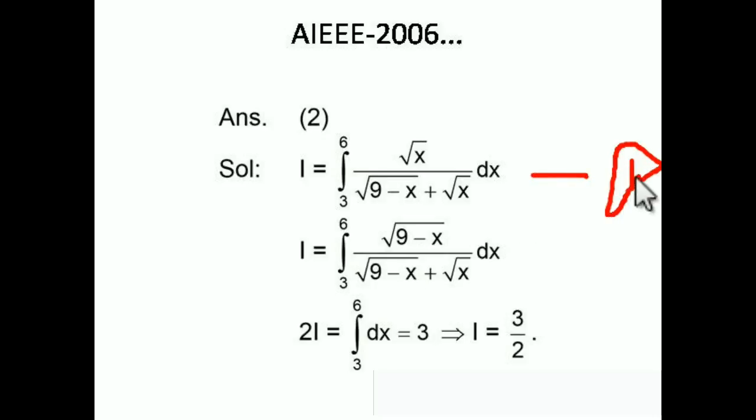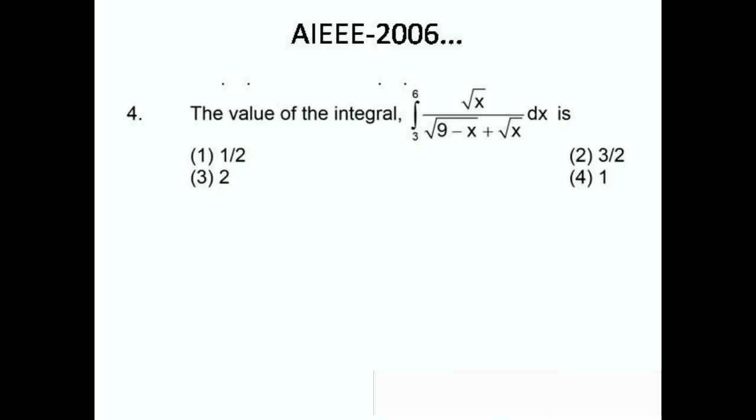This is equation number 1, and this is my equation number 2. Now adding 1 and 2, I + I is 2I, equal to integration from 3 to 6 of (√(9 − x) + √x) upon (√(9 − x) + √x). That means both cancel out, and we are left with 1 dx. That's x with limits, 6 − 3, so it's 3. So I is equal to 3/2. Very easy question. So answer option number 2 is the right option.